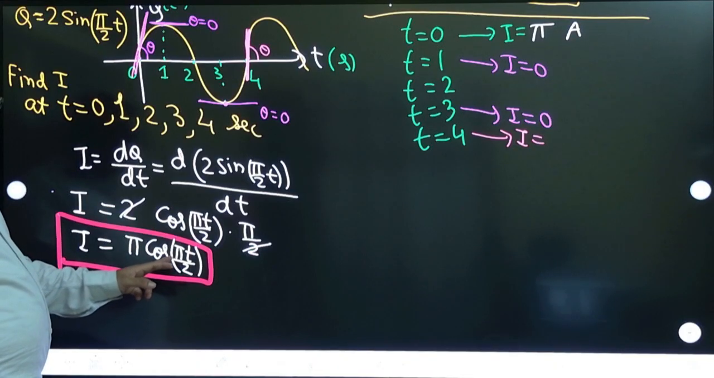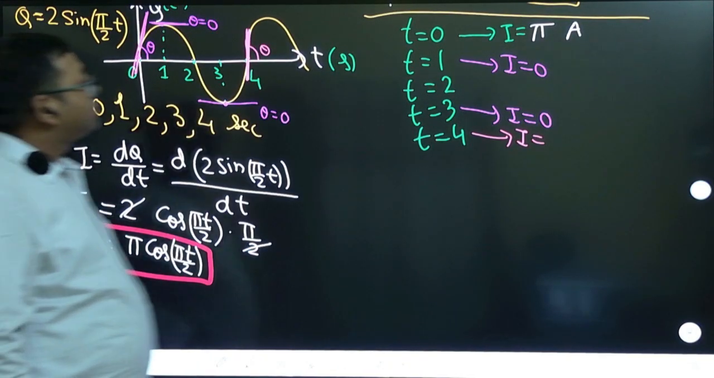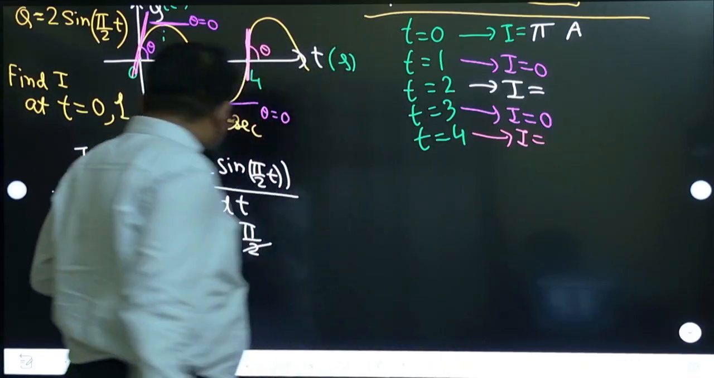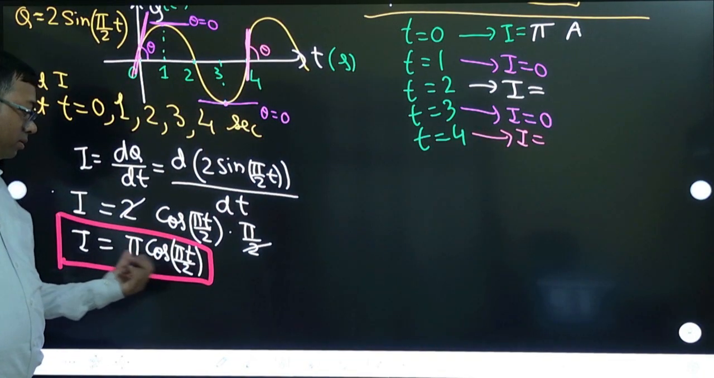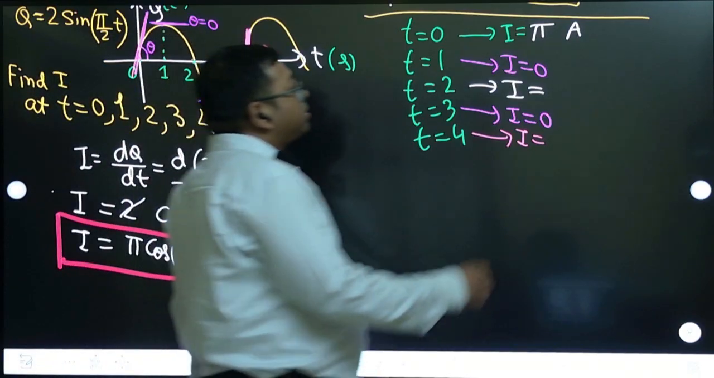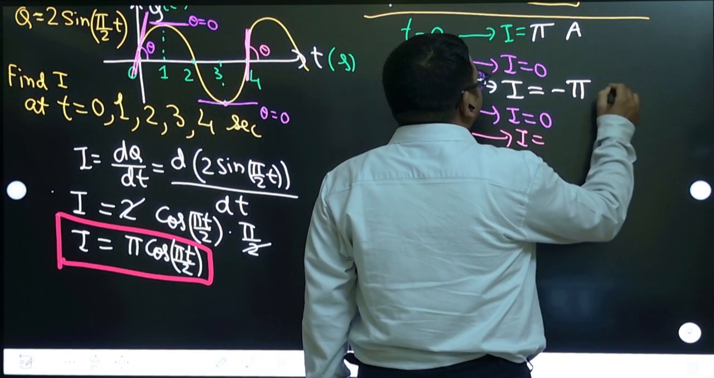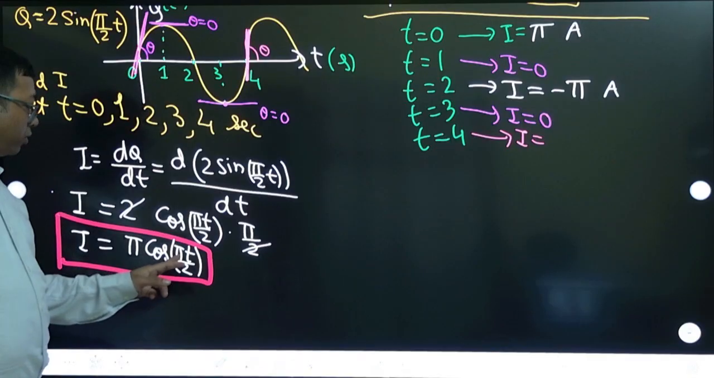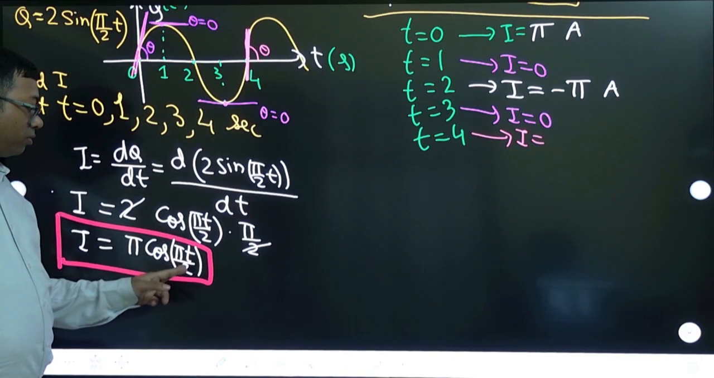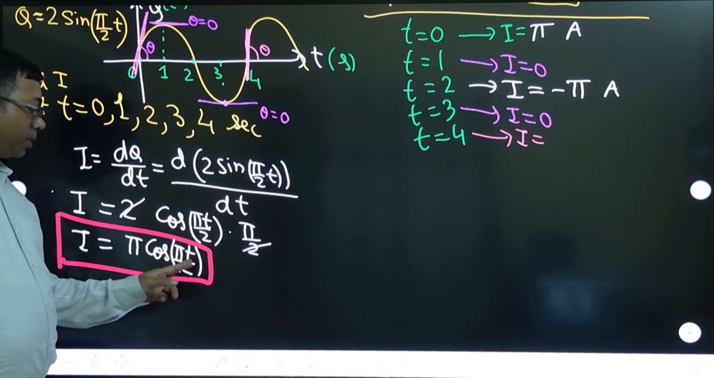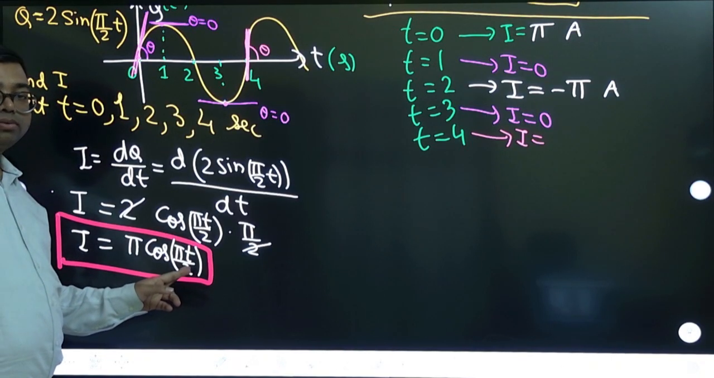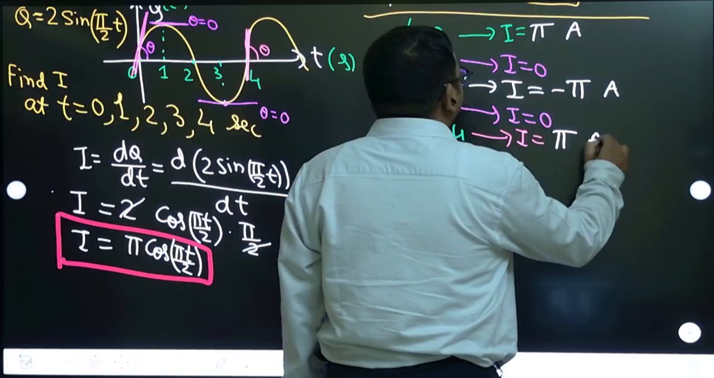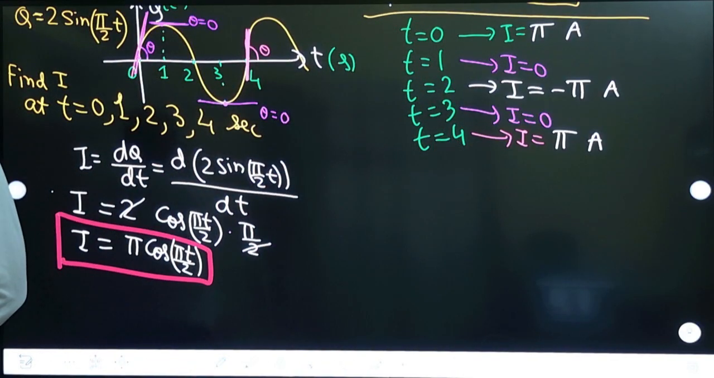So put time 2, pi cos pi will come. So how much will be the current then? Cos pi is minus 1, so minus pi will be the current. Then at 4 second, when you put 4, then 4 by 2 will give 2, cos 2 pi, same as cos 0, cos 0 is 1, so again pi only you will get. Clear? This is what it is.